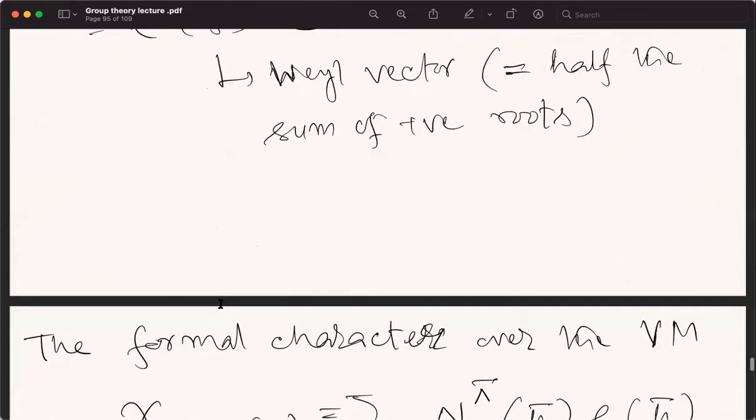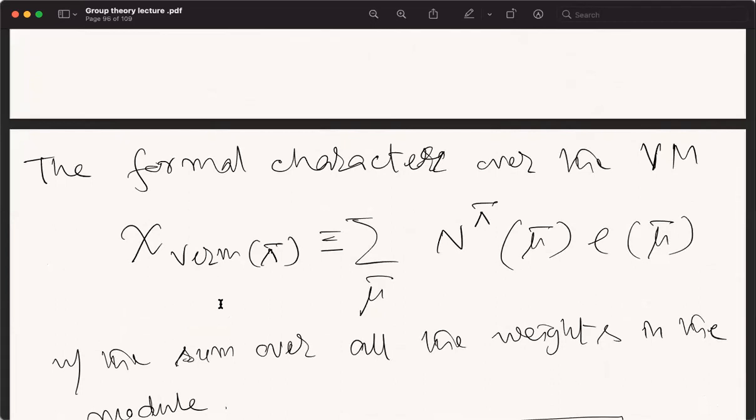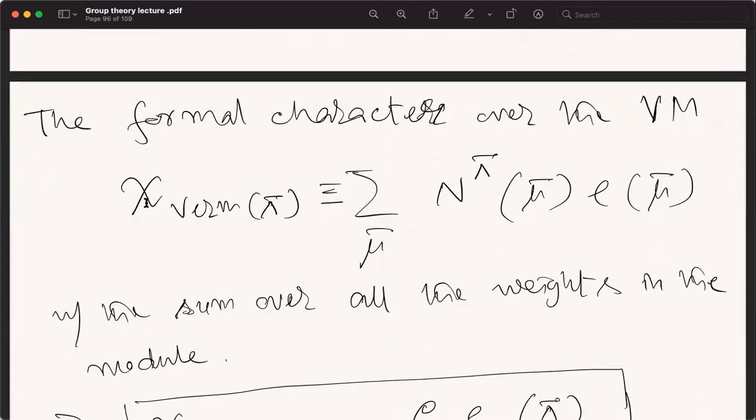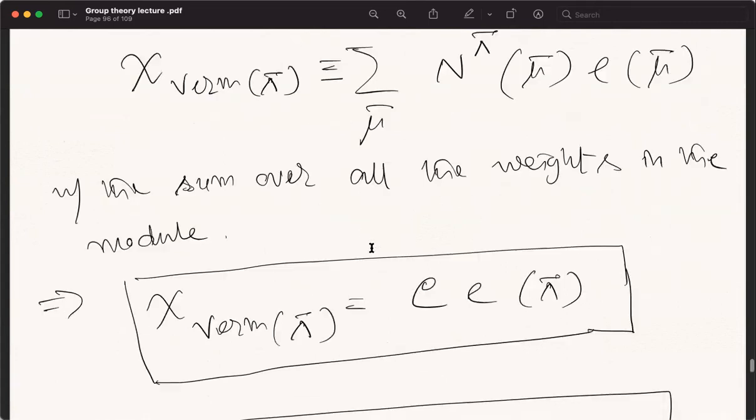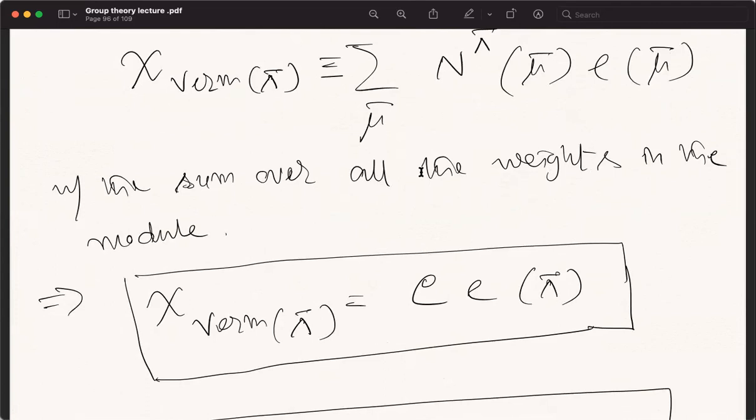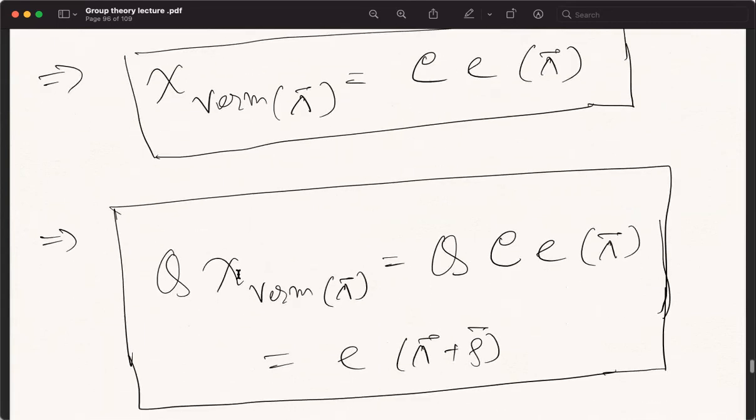So now you can see how the constant number and the Weyl function are related to each other through this Weyl vector. Right. So now we define the formal character over the Verma modules. The chi represents the character. So the Verma module character chi is defined as n lambda mu e mu summed over all the weights in the module. So you can write chi Verma lambda equal to the constant number times e lambda. And then it follows that Q chi Verma lambda equals Q C e lambda, and then we know how Q and C are related. We transform that, use the property of the e operator, and get e to the lambda plus rho, and that's the thing you can easily derive.